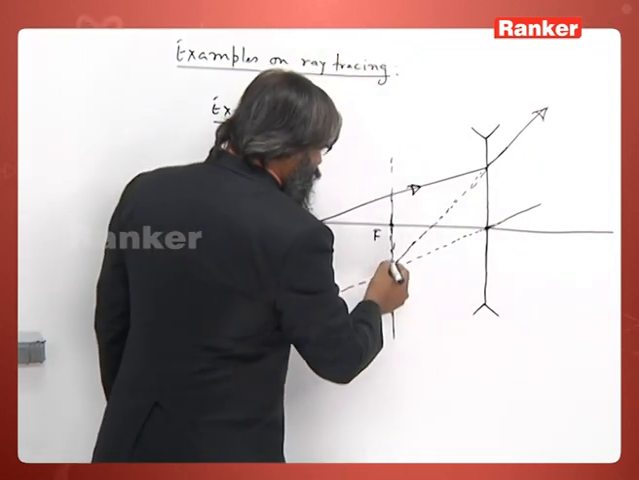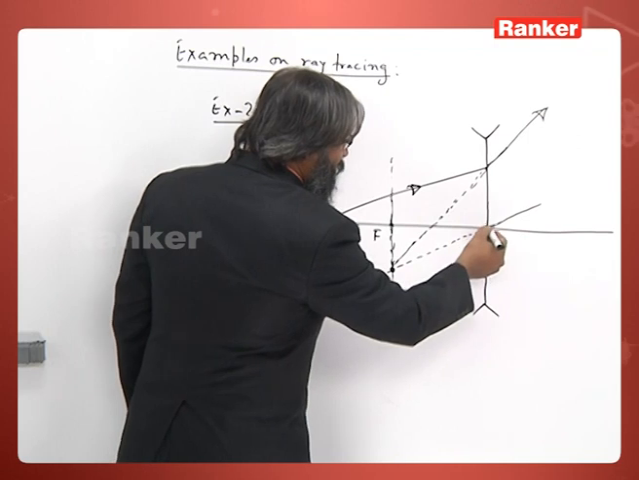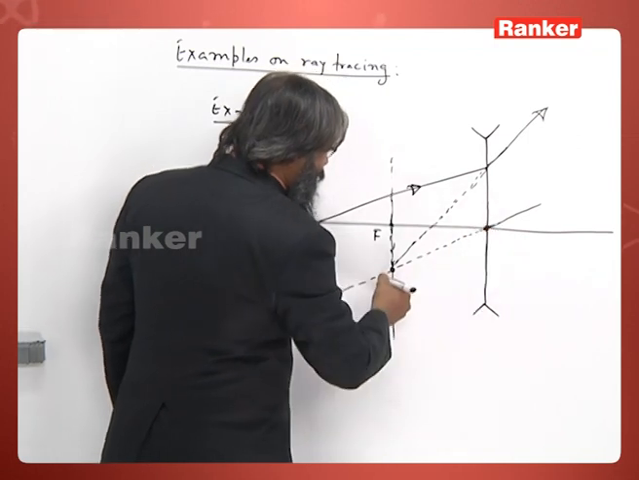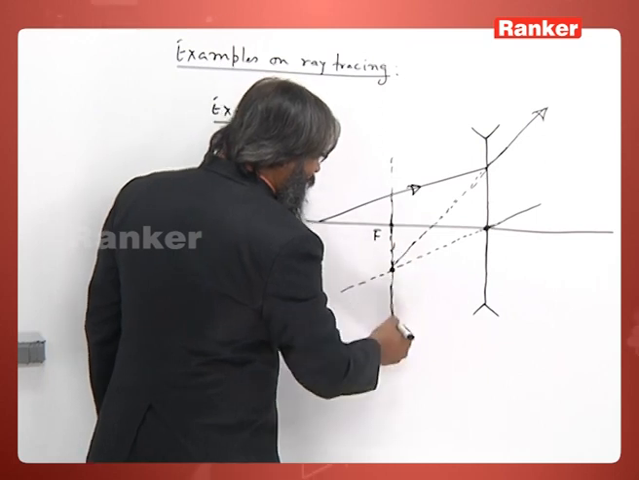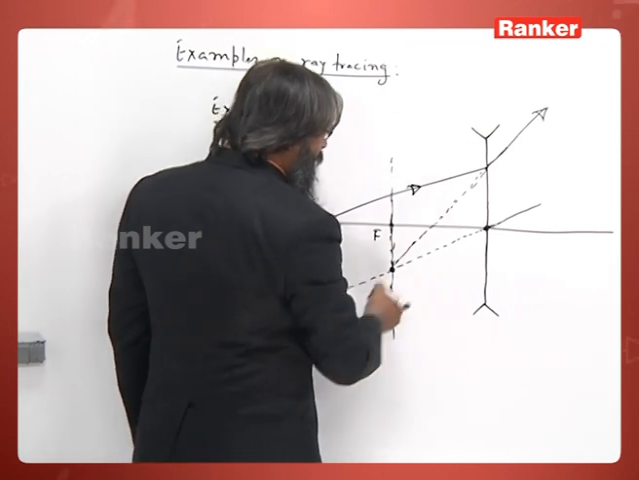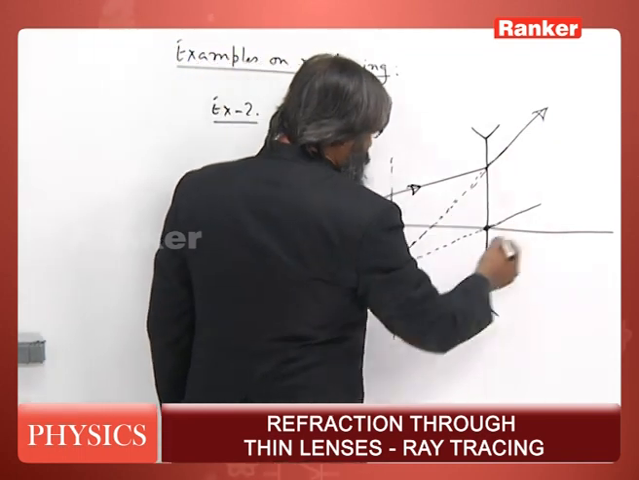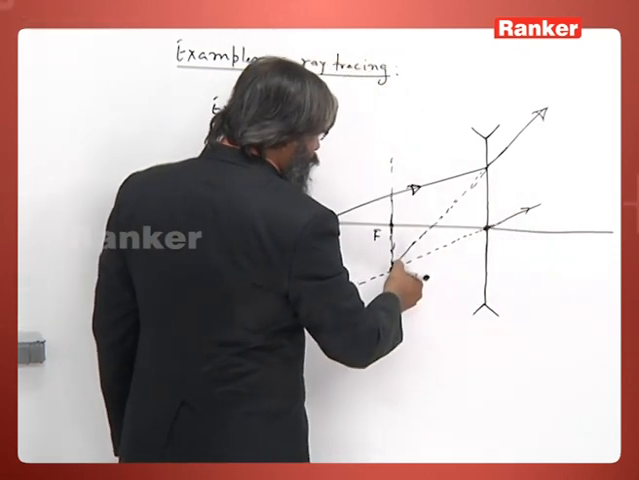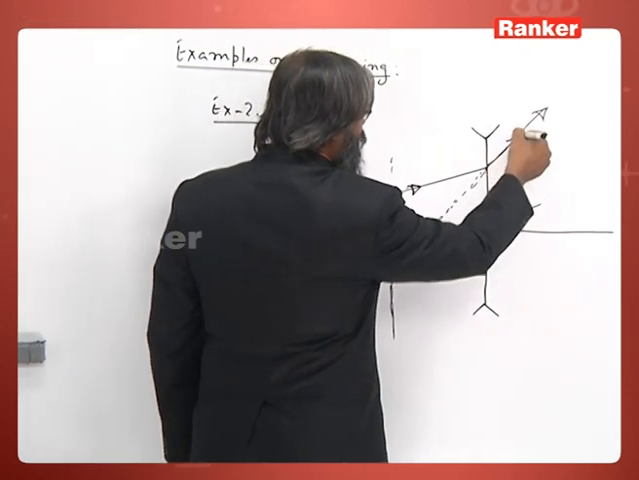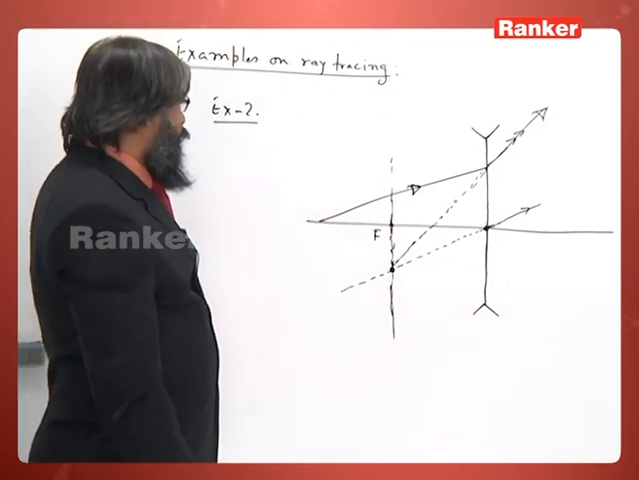So what we do, we draw a line parallel to the incident ray from the optical center, and then we see where they meet at the focal plane, and then we join these two points. You see this ray and this ray, suppose they meet at the focal plane. So this is my refracted ray. This is how to construct this. Let us take one more example.